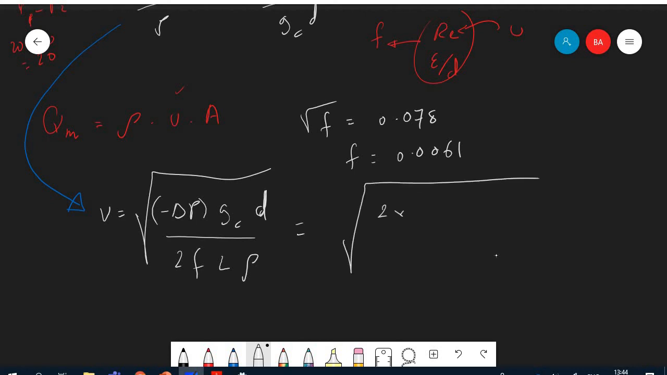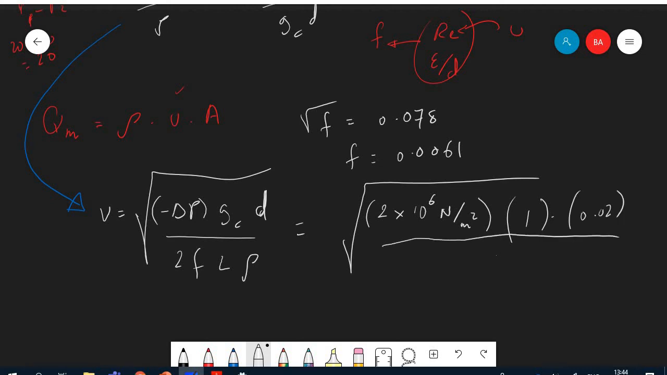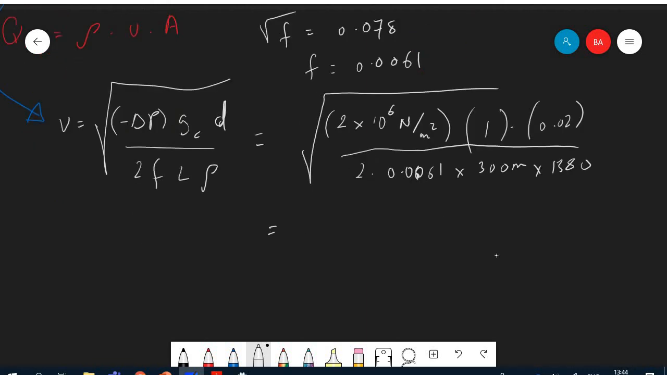So that is my 20 bar, just putting it in Newton per meter square, and that is GC, which is 1, into 0.02 meters, the diameter, over 2F. F was found to be 0.0061, into 300 meters, into the density, which is 1380 kilogram per meter cube, and the answer is going to be equal to 2.81 meters per second.